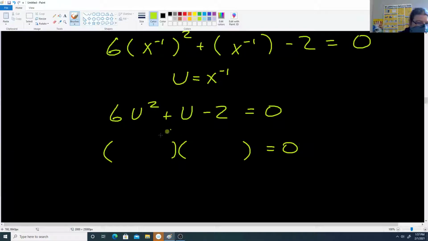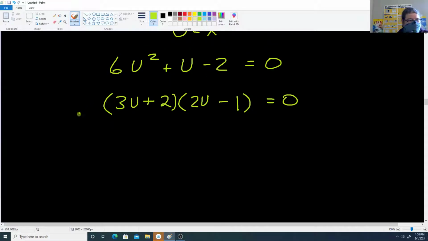which, let's see here, it's a 3u and a 2u. The 2u pairs up with the 2 to become a 4. The 3u will pair up with the 1 to become a 3. We want positive 4 and negative 3. So then I set each of these individually equal to 0. Get 3u plus 2 is 0. And I get 2u minus 1 is 0.